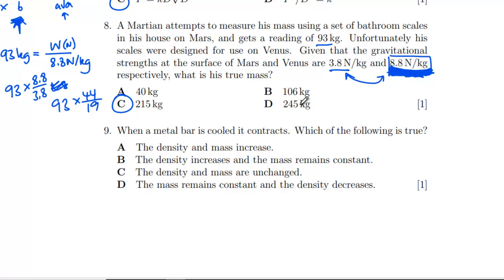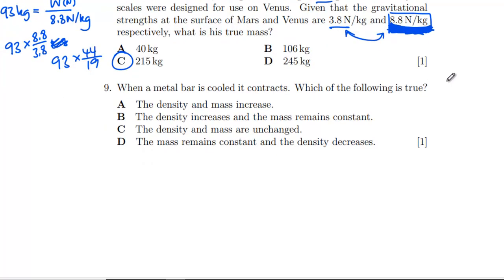All right, question 9. I think there's only 2 more to go in this. When a metal bar is cooled, it contracts. Which of the following is true? Its density and mass increases. Well, no, the mass bit isn't going to change. Density increases and the mass remains constant. Well, that sounds good because the volume's gone down, so the density will go up. So let's put that in tentatively for now.